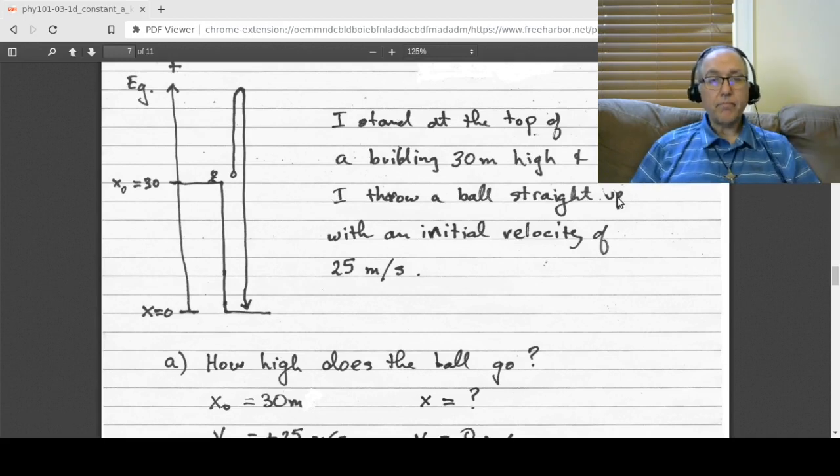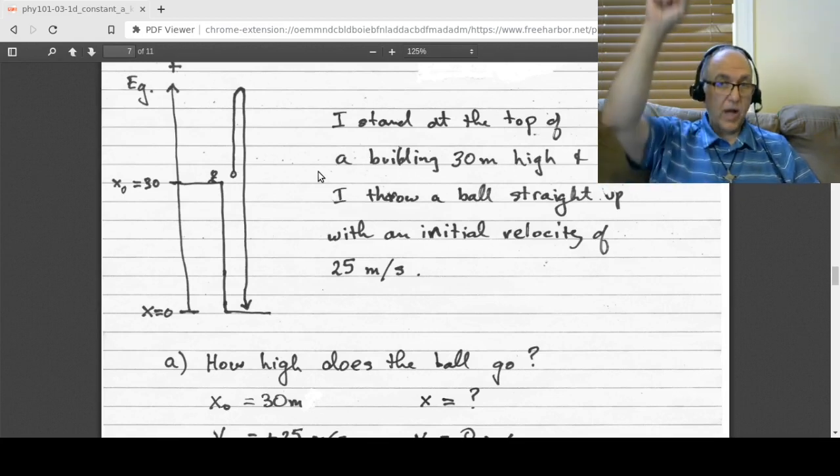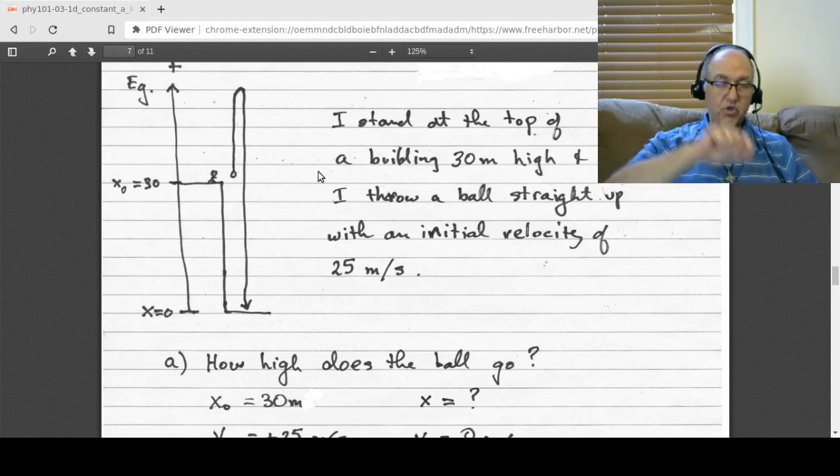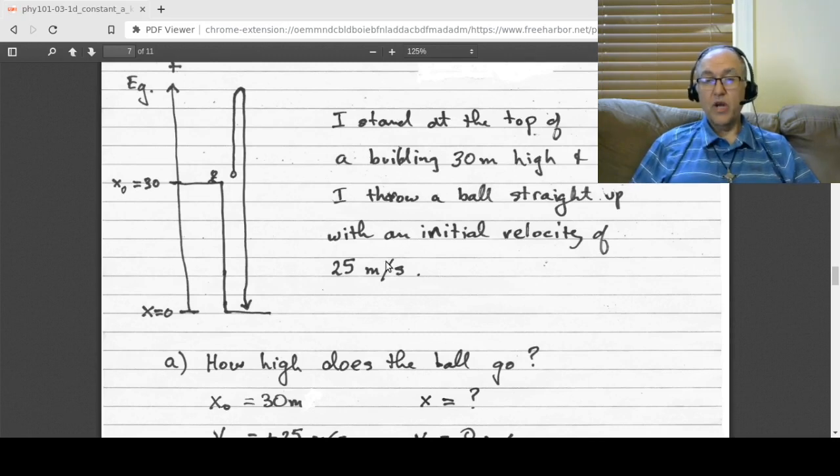Okay, so here I am. I'm at the top of a building. This little image right here is a little stick figure of, say, me standing at the top of a building, and the building is 30 meters high. What I'm going to do is throw a ball straight up. Because this is all 1D motion, everything has to be along a line, even if it goes up and down. We'll do 2D, going along some kind of trajectory, but we're not ready for that yet. So I throw the ball straight up with an initial velocity of 25 meters per second. That's the situation I'm setting up for you.